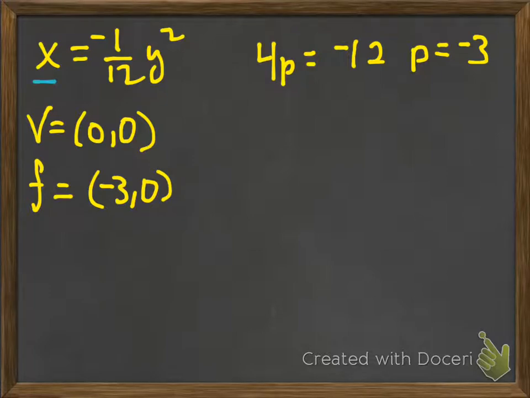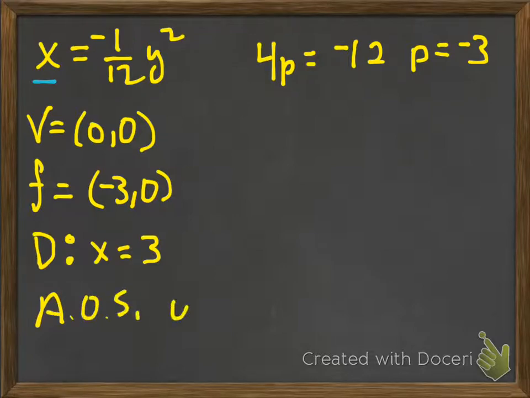How did I know the focus was going to be on the x? Well, what letter is all by itself? x. That also means my directrix will be x. x equals the opposite of -3, +3. And then my axis of symmetry will be y equals 0, the y of the vertex. There you go. That's that for finding those.